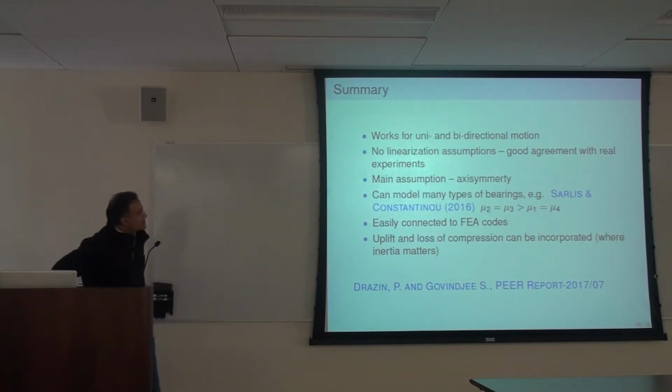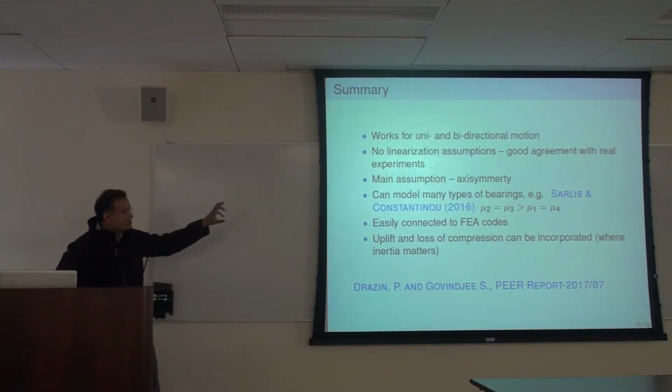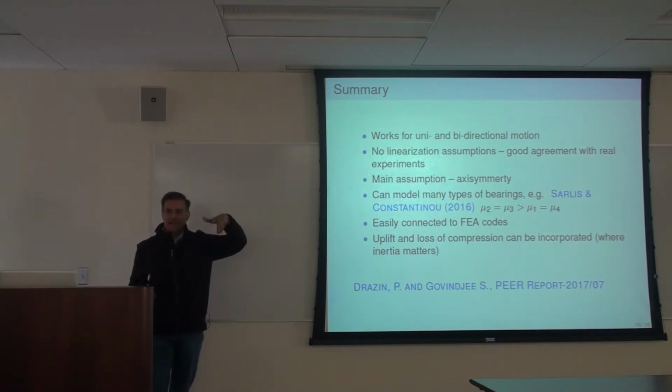So just a quick wrap up on this part of it is, you know, the model works for this bidirectional motion. There's no linearization in the kinematics, so it's a full nonlinear kinematic model. And we get good agreement with real experiments. The main assumption is that each piece in the model be axisymmetric. What I've done here is spherical surfaces, but if you want to have something that's axisymmetric but non-spherical, you can do that also.